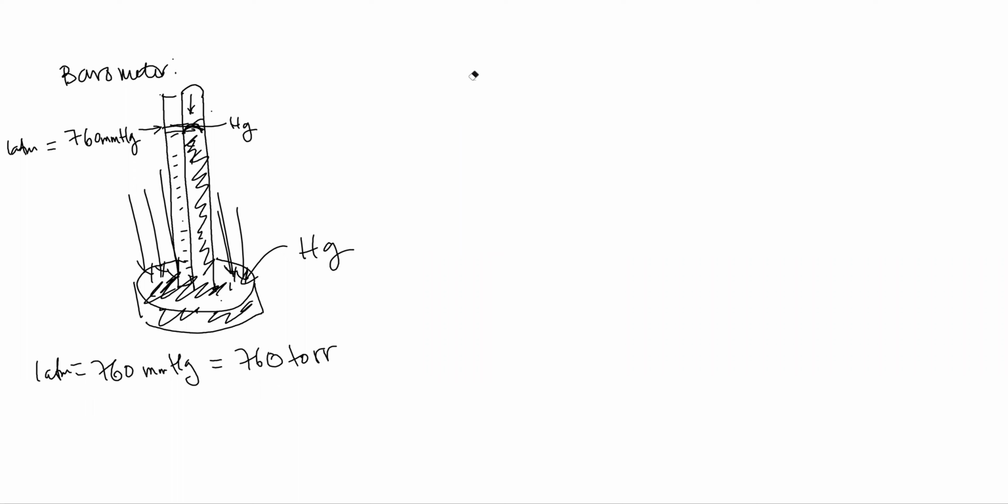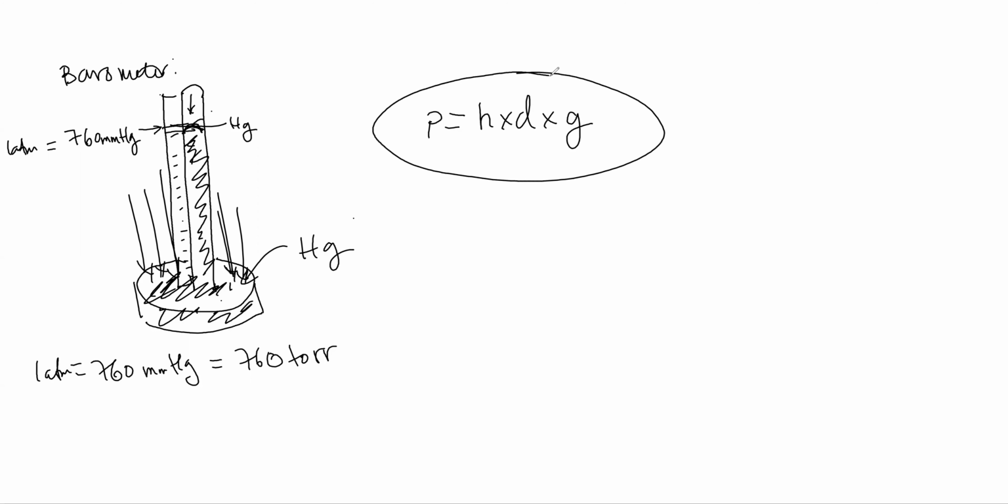Now, what I also want to mention here, because I want to cover a manometer in this part of the video, is that I also want to define the pressure in terms of the height of the column of a substance times the density of it times g, which is the acceleration due to gravity, 9.80 meters per second squared.